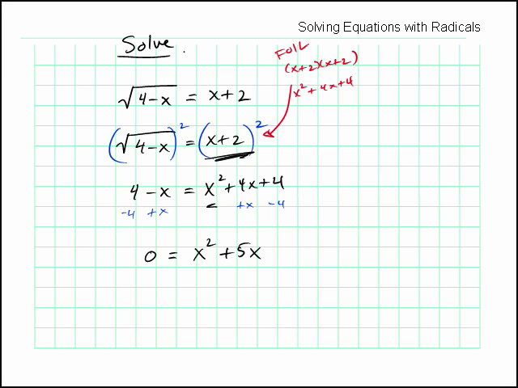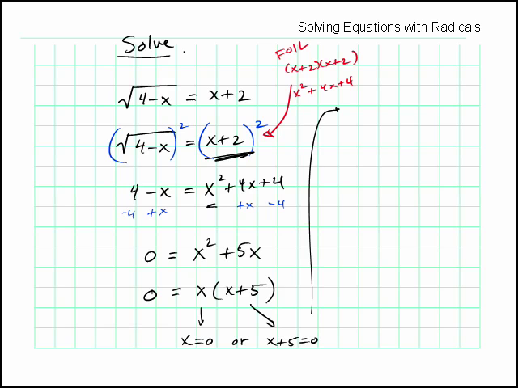Solve the equation now by factoring. I can factor an x out of the right side. And so the possible solutions are x equals 0 or x plus 5 equals 0. So x equals 0 or x equals negative 5. Now remember, we can't trust the solutions. We really got to check and see if they work. So let's check 0.